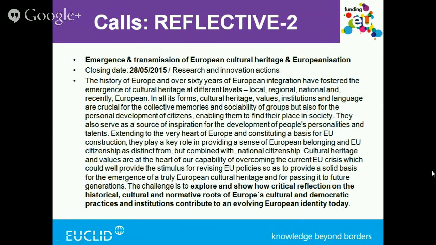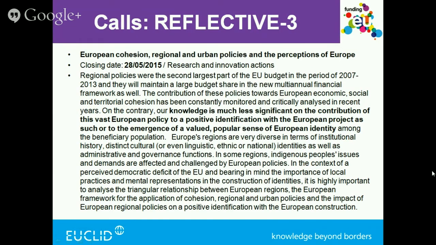You can read all that. What it's essentially looking for is to explore and show how critical reflection on the historical, cultural, and normative roots of Europe's cultural democratic practices contribute to an evolving European identity today. Good academic research project. The second one, these are all dated 28th of May, and I think most of them are RIAs because these are academic research type projects.